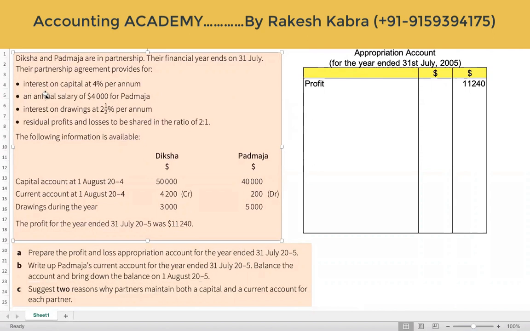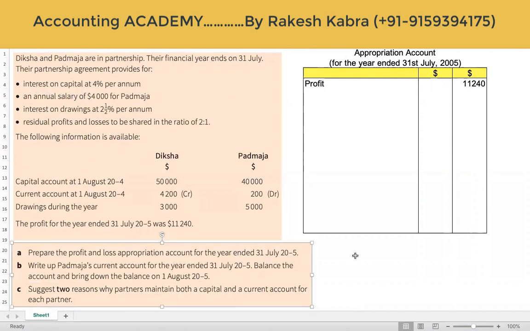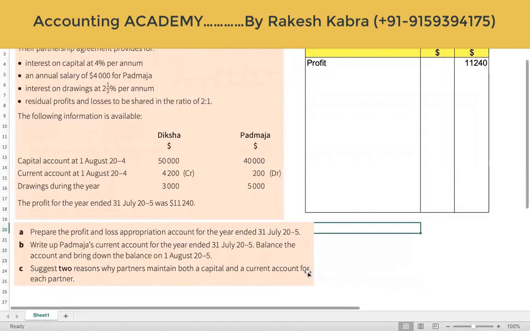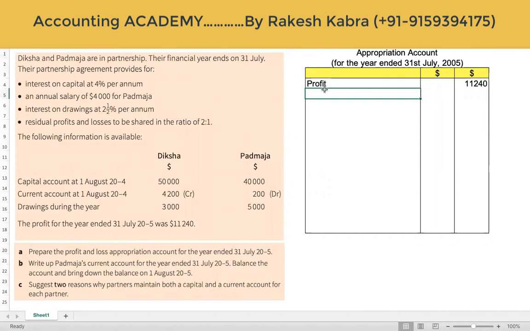The first point states that the firm is going to allow them interest on capital. They invested capital in the firm, so now the firm will give them interest. Will profit increase or decrease? It will decrease, because it's an expense for the firm. Because they invested capital, the firm will give them interest on that capital, and that will reduce the firm's profit. So, less: interest on capital.